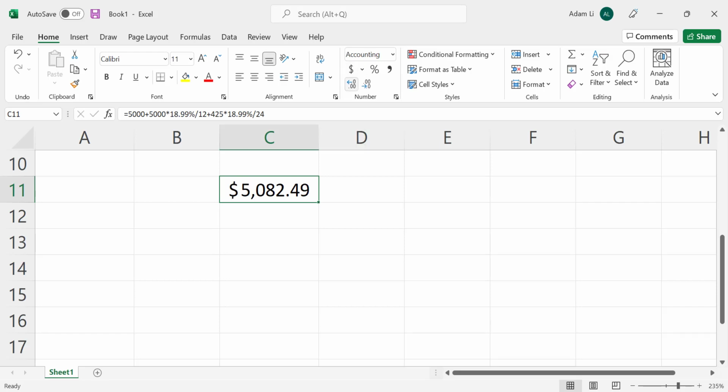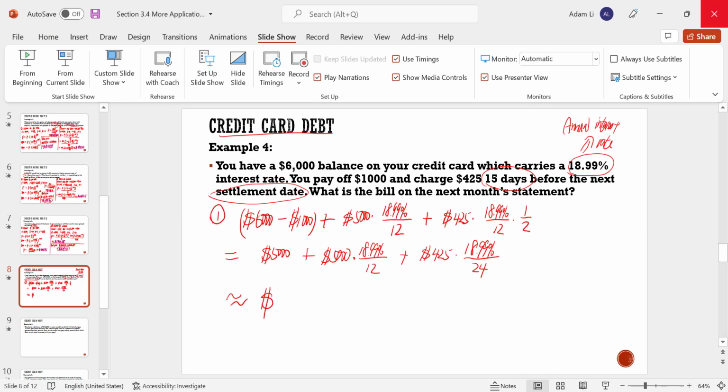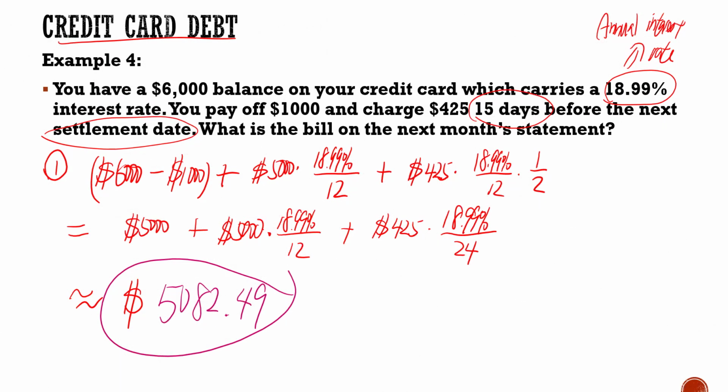Again, since it's money, we run it through decimal place: $5,082.49. So this is the total statement balance for next month on this credit card.